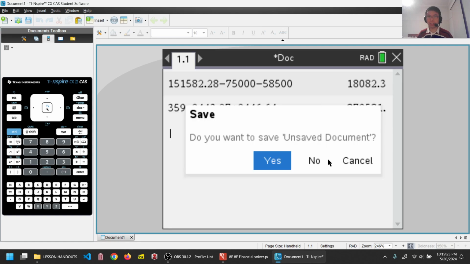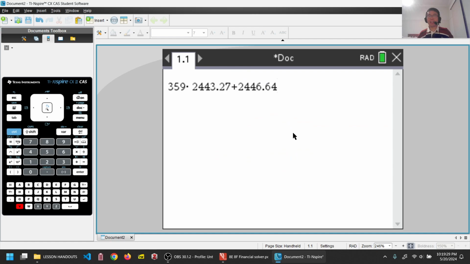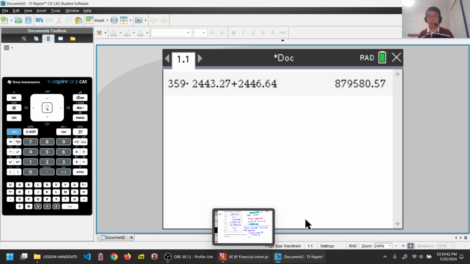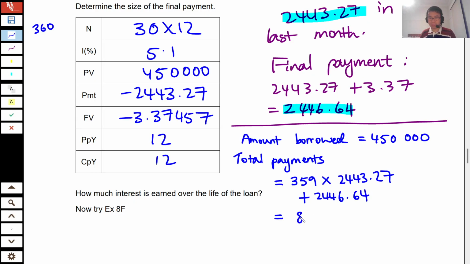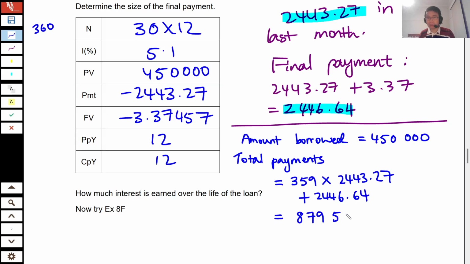I'll need to create a new document now. I use Control-C and Control-V to copy and paste the calculation. If I do it this time, you'll notice that I got the amount in dollars and cents: 879,580.57.